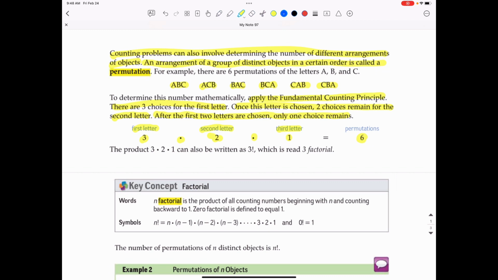Another way of writing the product 3 times 2 times 1 is written as 3 with an exclamation point behind it. We read the exclamation point as the word factorial. So 3 factorial means you would take 3 times 2 times 1, and in this particular case, that would equal 6.